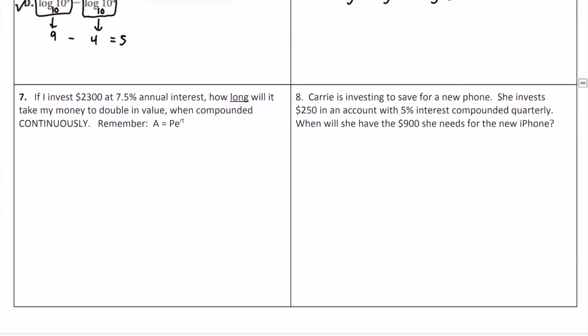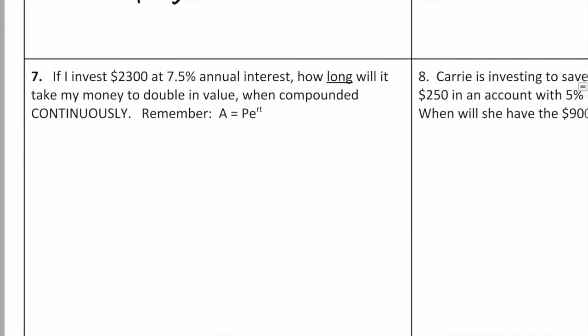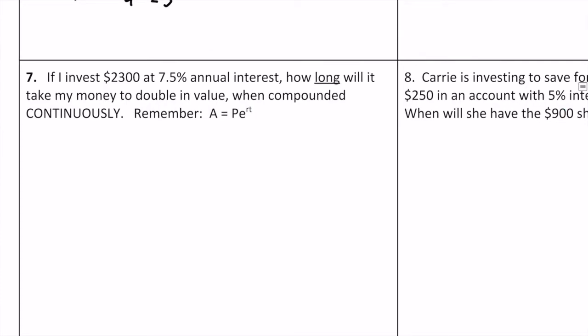Okay, for number 7, if I invest $2,300 at 7.5% annual interest, how long will it take for me to double my money when interest is compounded continuously? It already gives us the formula. I don't need to figure that out, but this is the compound interest formula for continuously compounded interest. I'm going to just rewrite this. A is equal to P times e to the RT power. I'm going to use that.